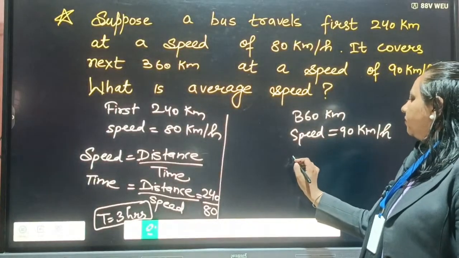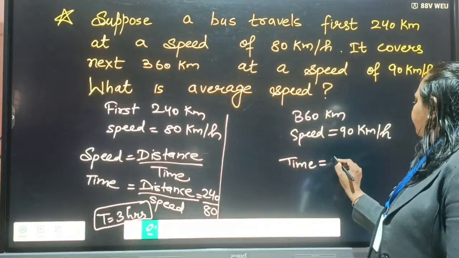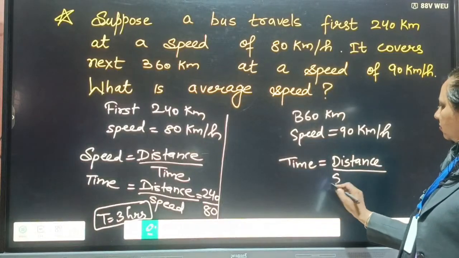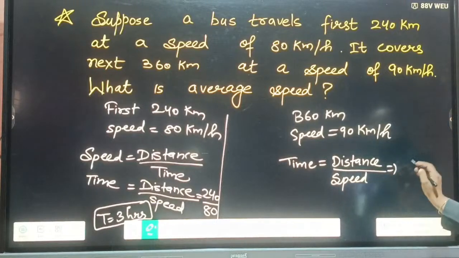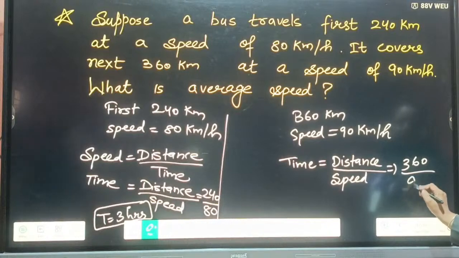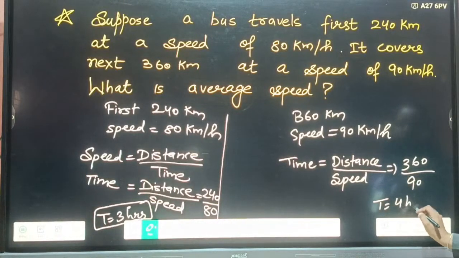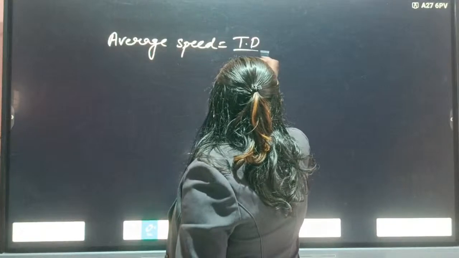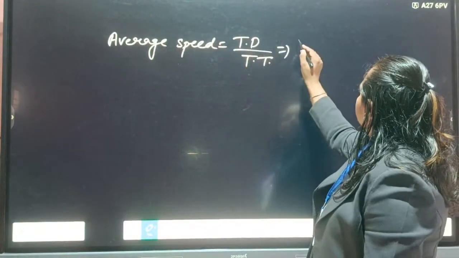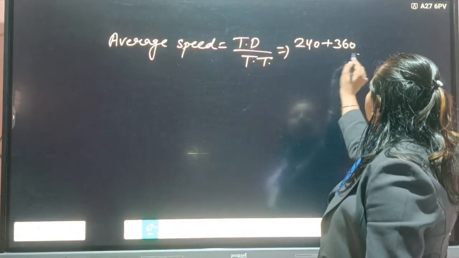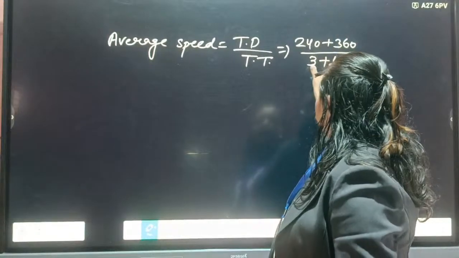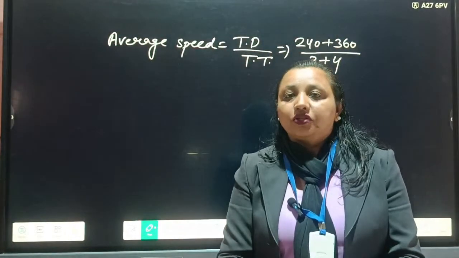From here also we find with the same formula: time is equal to distance over speed. Distance in this case is 360 and speed here is 90. So here time is 4 hours. Okay? So we can find the average speed. Average speed is equal to total distance over total time taken. Total distance is 240 plus 360 upon total time, which is 3 hours plus 4 hours. So by adding these and dividing them, we can find the average speed, right?